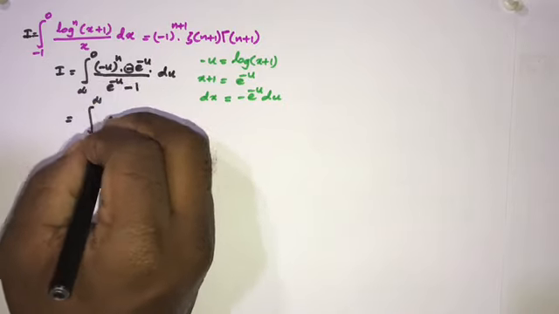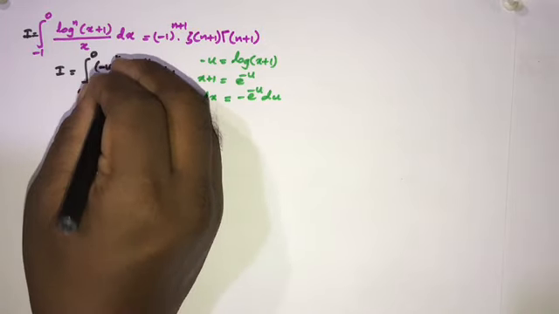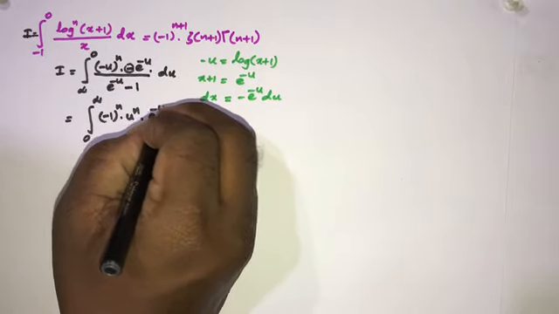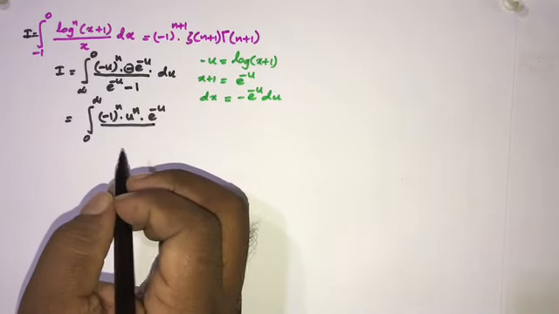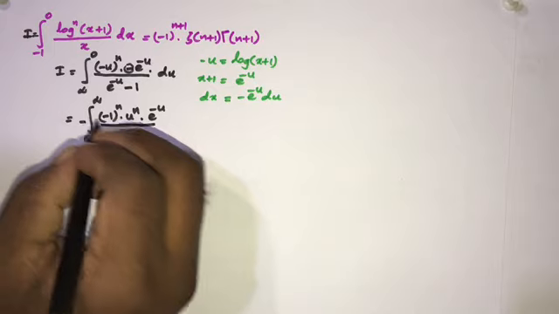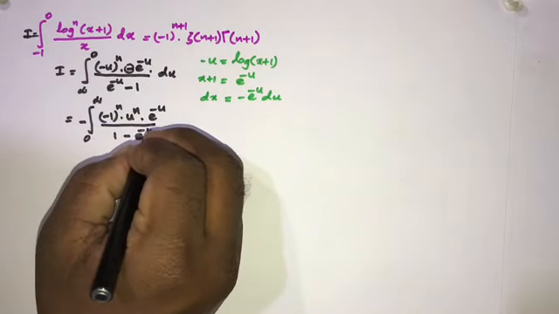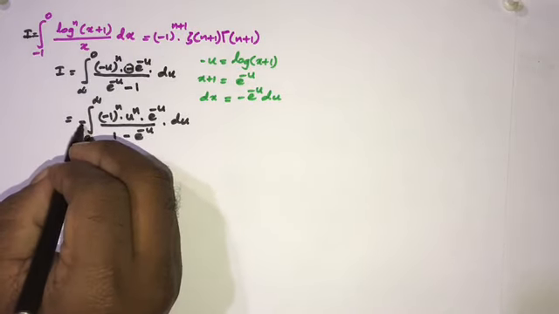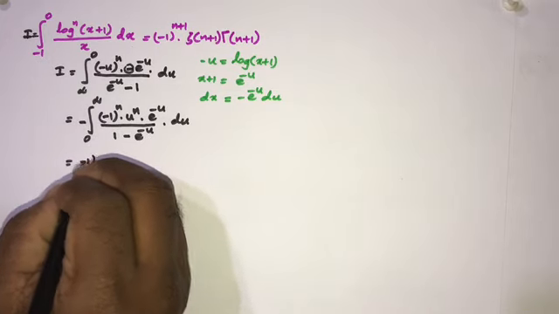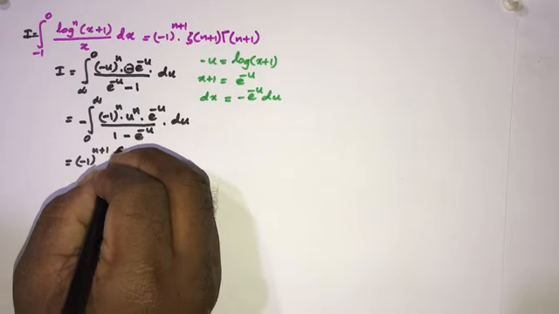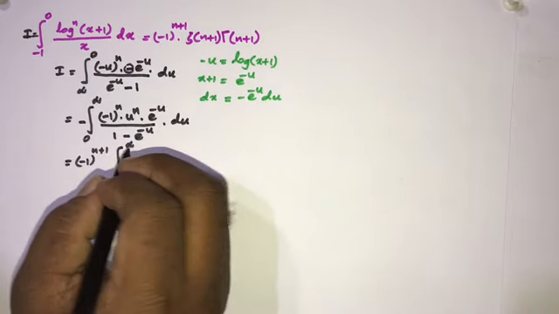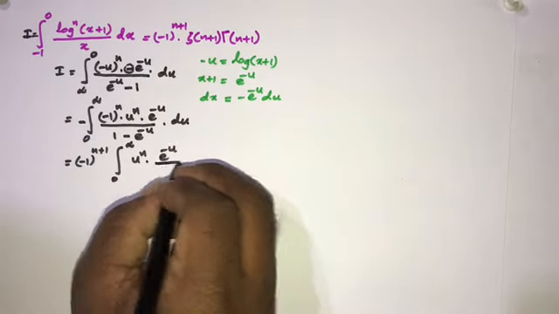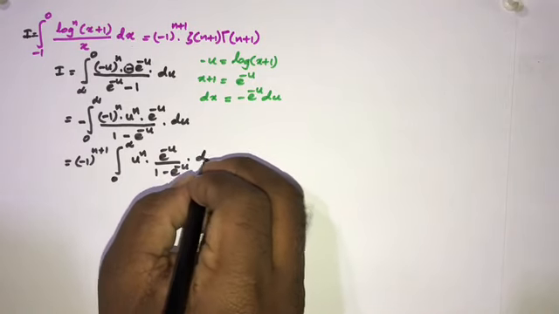Now here (-1)^n, u^n, e^(-u) over, now I am going to take the minus sign as a factor, so here minus, and 1 - e^(-u) du. Then here -1 and (-1)^n, so (-1)^(n+1), integral from 0 to infinity of u^n times e^(-u) over 1 - e^(-u) du.